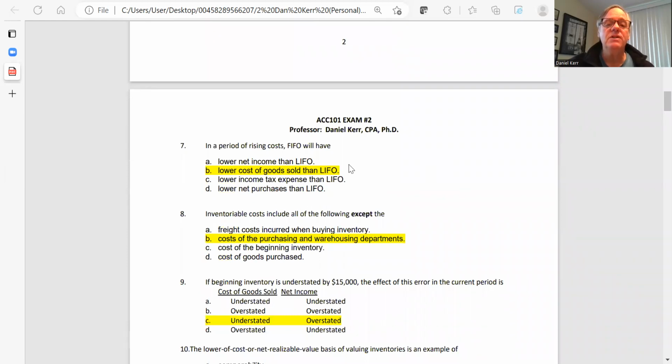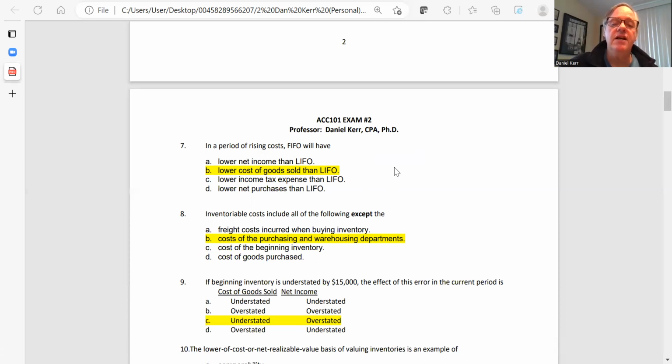Number 7, in a period of rising costs, FIFO. With FIFO, your inventory is made up of your most recent costs. If you get a period of rising prices, FIFO will give you the highest ending inventory. And if it gives you the highest ending inventory, it'll give you the lower cost of goods sold. Remember, beginning inventory plus purchases gives you goods available, minus ending inventory gives us cost of goods sold. So with FIFO, if prices are rising, your ending inventory is going to be high as a result of the rising prices. And since you subtract ending inventory from goods available to get cost of goods sold, you're going to have a lower cost of goods sold than you would have under LIFO.